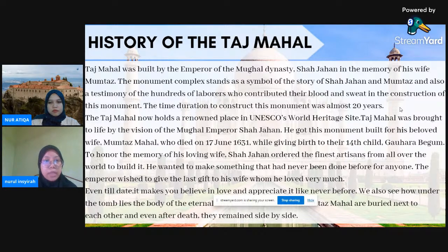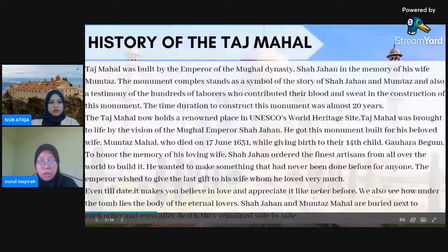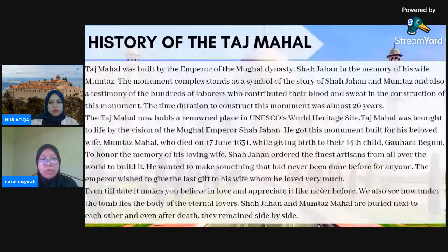Taj Mahal was brought to life by the vision of the Mughal Emperor Shah Jahan. He got this monument built for his beloved wife Mumtaz Mahal, who died on 17 June 1631, while giving birth to their 14th child, Gauhara Begum. To honor the memory of his loving wife, Shah Jahan ordered the finest artisans from all over the world to build it. He wanted to make something that had never been done before for anyone. The emperor wished to give the last gift to his wife whom he loved very much. Even to date, it makes you believe in love and appreciate it like never before. We also see how under the tomb lies the body of the eternal lovers. Shah Jahan and Mumtaz Mahal are buried next to each other, and even after death, they remain side by side.